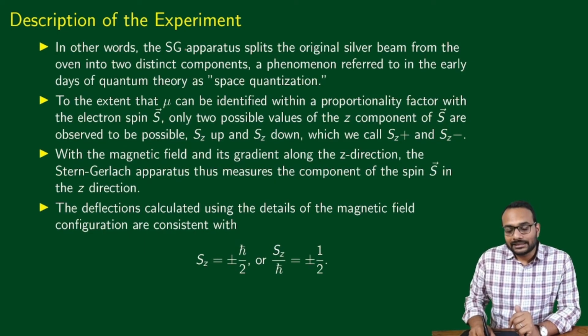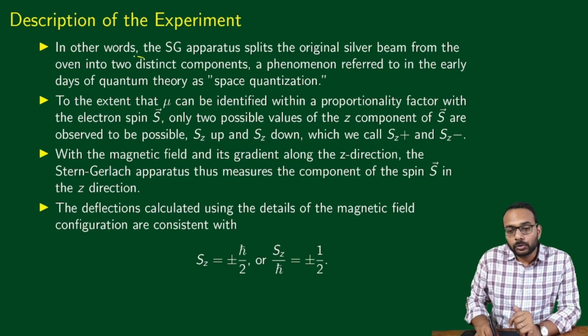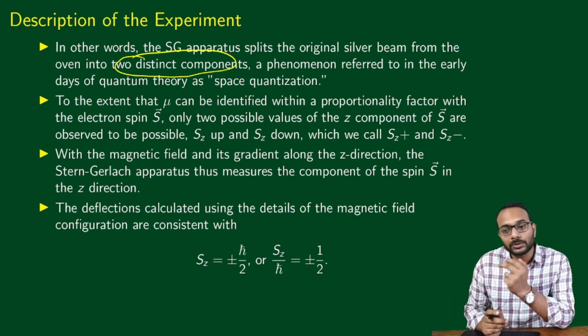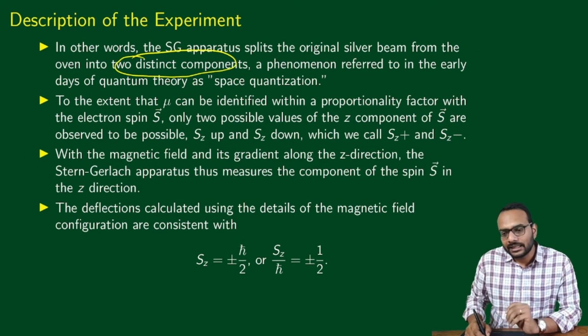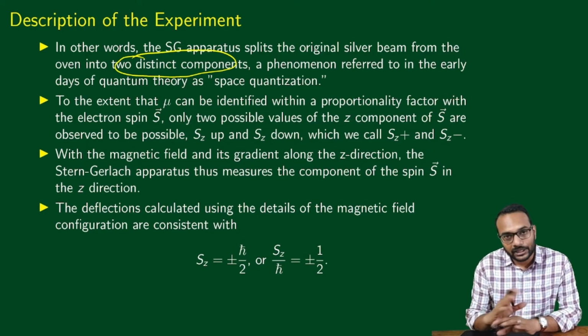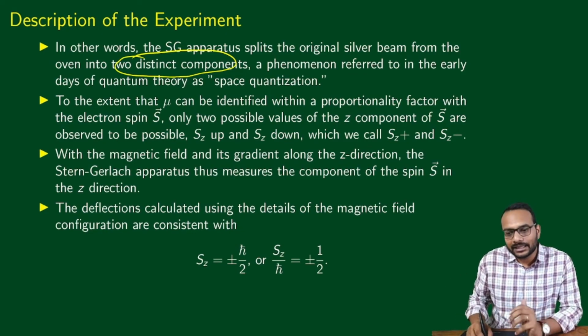In other words, the Stern-Gerlach apparatus splits the original silver beam from the oven into two distinct components, not all sorts of components, but only two separate components. This phenomenon is referred to in the early literature as space quantization. It's not a good name because there's nothing going on with space here. In all of physics, we are still treating space as continuous. There's no space quantization actually. It is actually spin quantization.